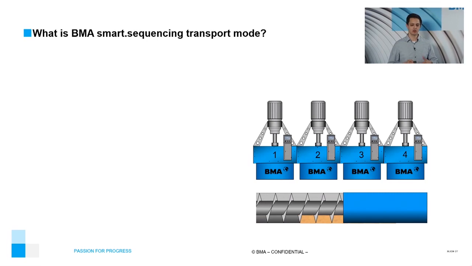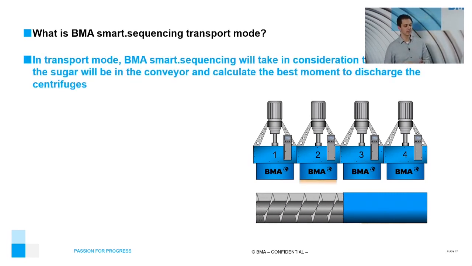This is really possible in the transport mode, because the transport mode takes into consideration the time the sugar will be in the conveyor, and then calculates the best moment to discharge the centrifuges. What is important here is to not let the conveyor be full, or the sugar dryer be without sugar and after 2-3 minutes have a lot of sugar.